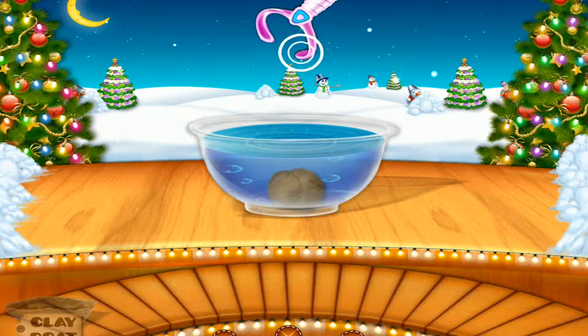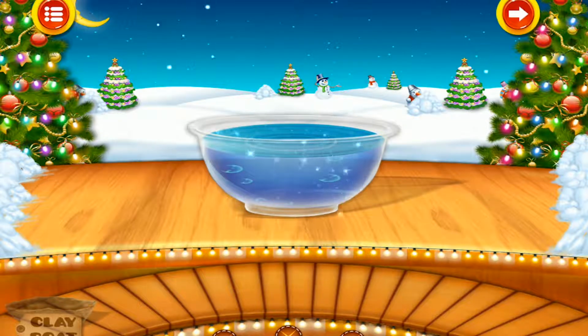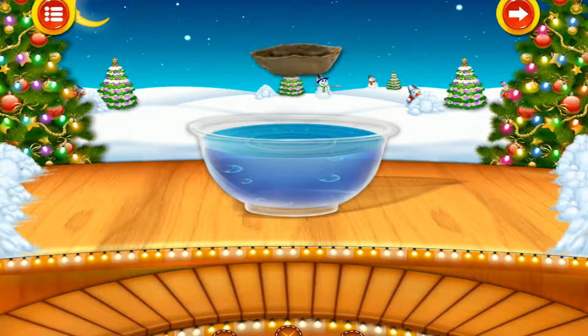Now put a clay boat in the bowl. What did you observe? You will see that the clay boat floats on water.